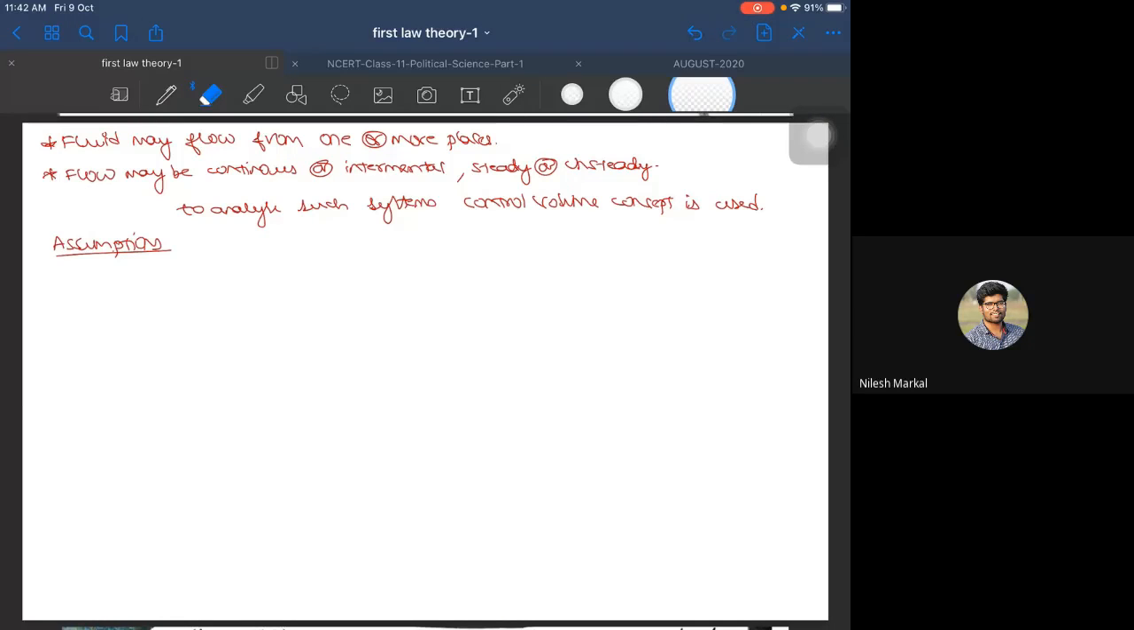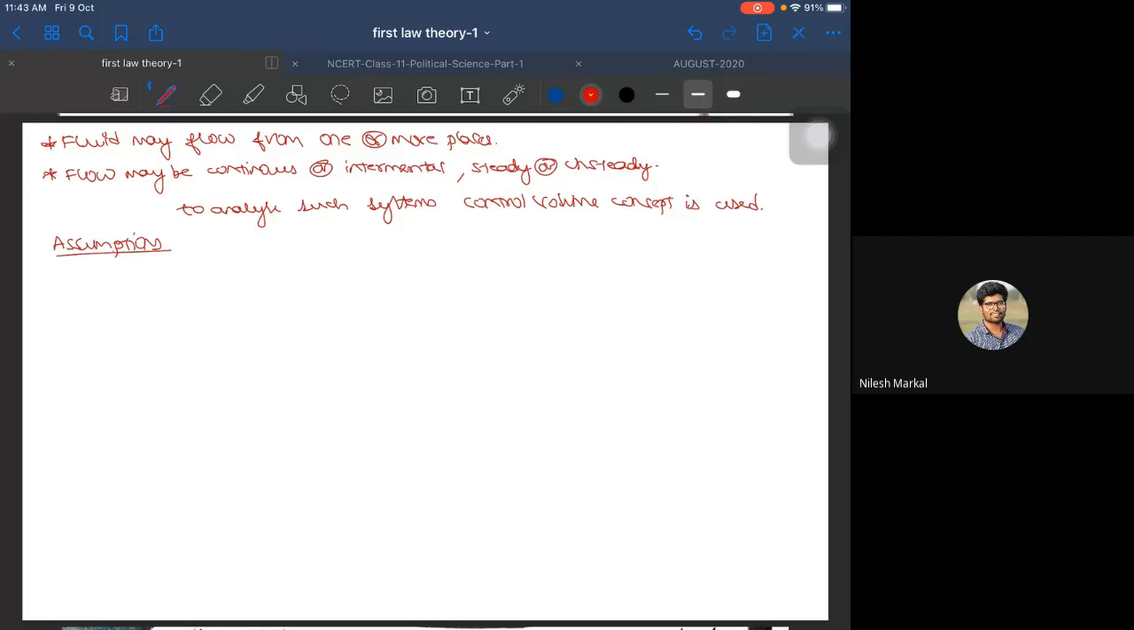Kindly concentrate. Fluid flows from one or more places. In an engineering application, it might be any system, a thermodynamic system, a rotary system, or a mechanical system. There will be two or more ways the fluid gets into the system, or two or more ways the fluid gets out of the system. You cannot say the fluid enters through only one channel and leaves through a single channel. There will be multiple inlets and multiple outlets. So to understand and analyze such systems, this application is very, very important.